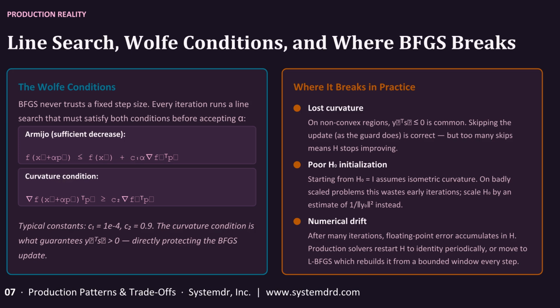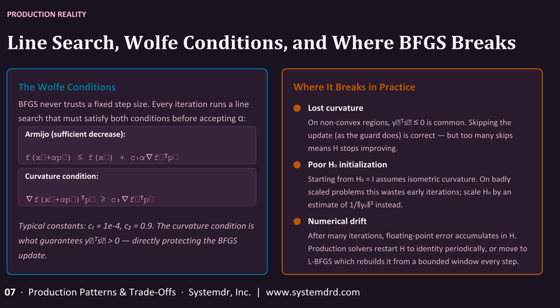BFGS's guarantees all depend on one supporting piece we haven't unpacked yet, the line search. It has to satisfy two conditions before accepting a step length, alpha. The Armijo condition rules out steps that don't decrease the objective enough, no taking credit for barely moving. The curvature condition rules out steps that are too timid. It requires you to have made real progress along the search direction. Typical constants: c1 equals 1 times 10 to the minus 4, c2 equals 0.9.